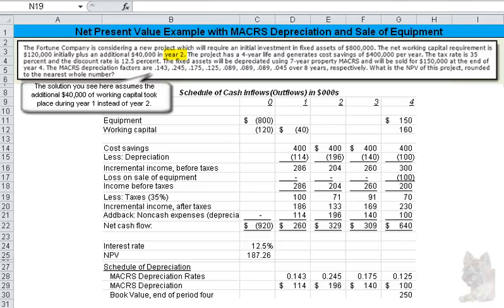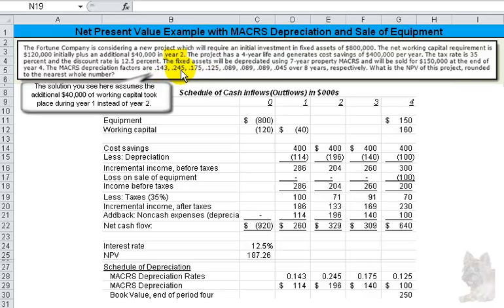The Fortune Company is considering a new project which will require an initial investment in fixed assets of $800,000. The net working capital requirement is $120,000 initially, plus an additional $40,000 in year 2. The project has a 4-year life and generates cost savings of $400,000 per year. The tax rate is 35% and the discount rate is 12.5%. The fixed assets will be depreciated using 7-year property MACRS and will be sold for $150,000 at the end of the year. Okay, the MACRS depreciation factors are given, and you see them right here.